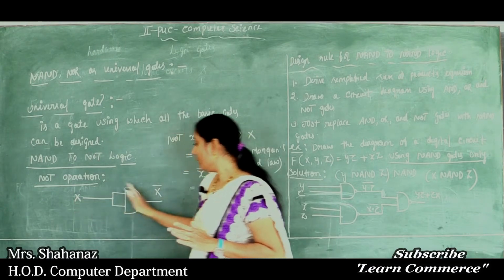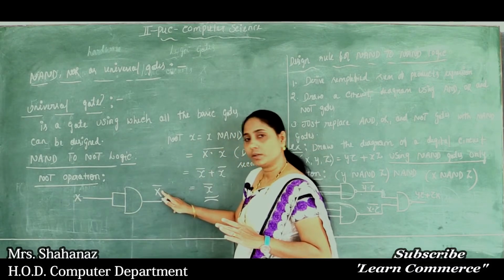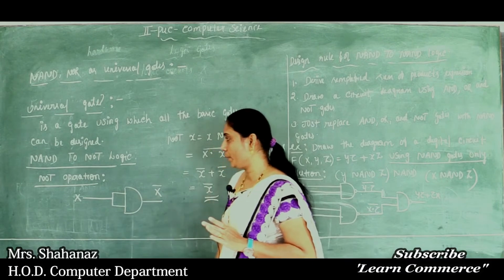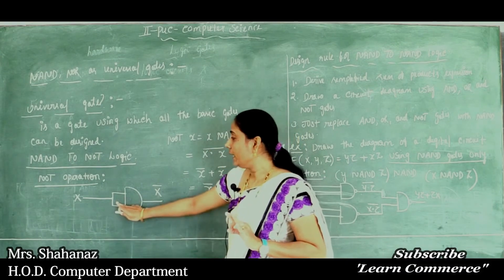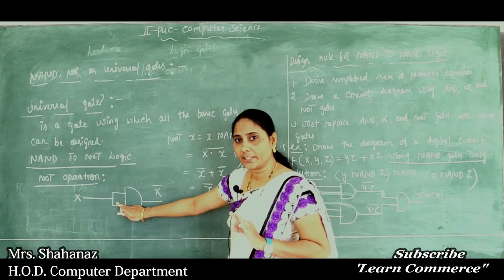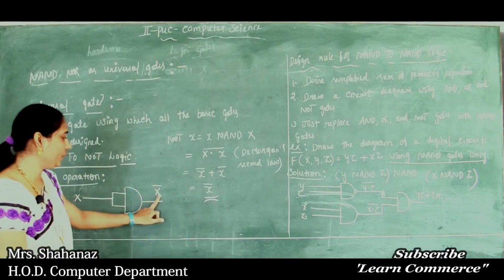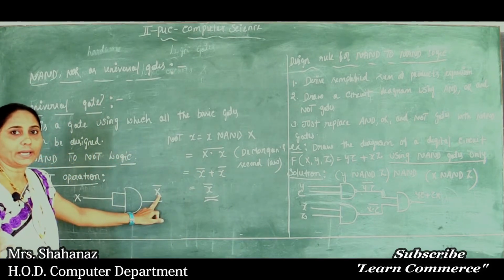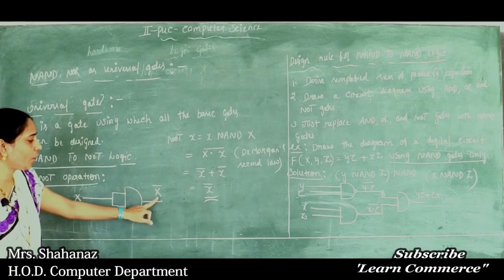So X, complement X. Okay, so this is the symbol of our NOT operation, which means our NAND gate operation. This is the symbol of the NAND gate. Now we know that here X and complement of X is that. Now we should get it by using the answer X and complement X.